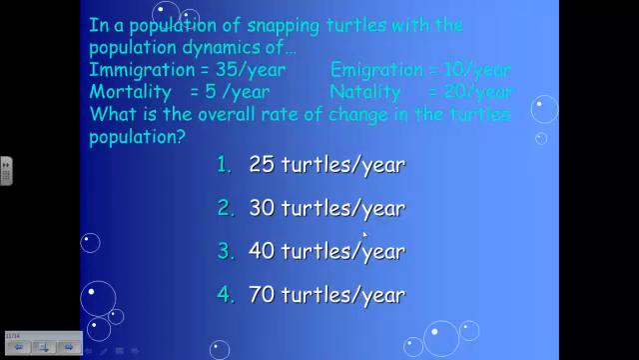And so here's one other math problem. In a population of snapping turtles, with the population dynamics of immigration coming which way? And emigration going which way? Mortality, death, natality, birth. What's the overall rate of change in the turtles? Please pause and figure this out. If you said 40 turtles a year, you are correct.